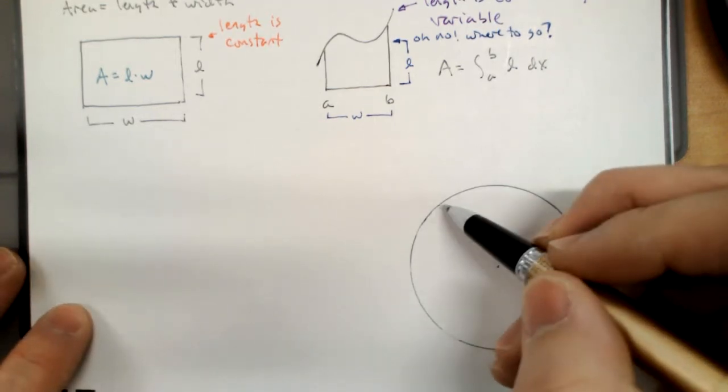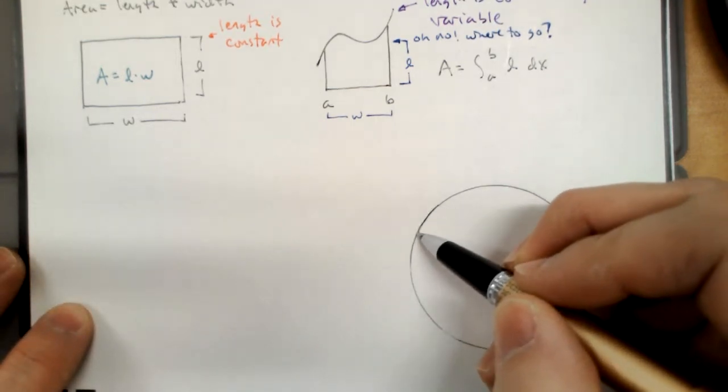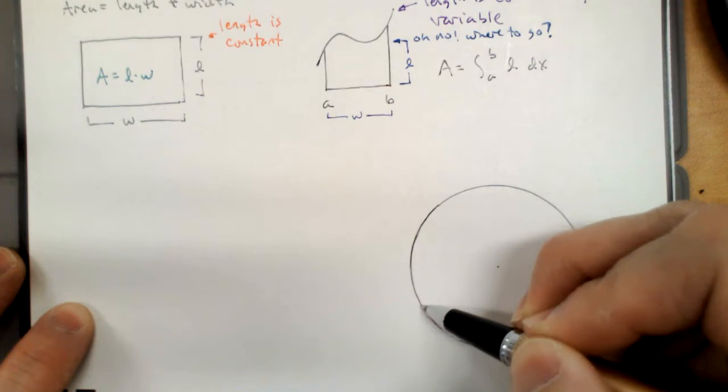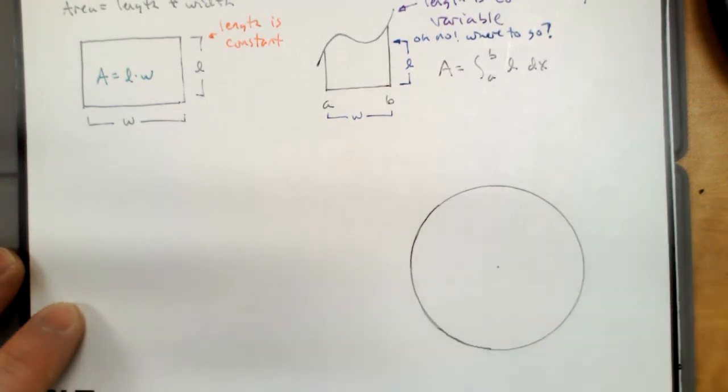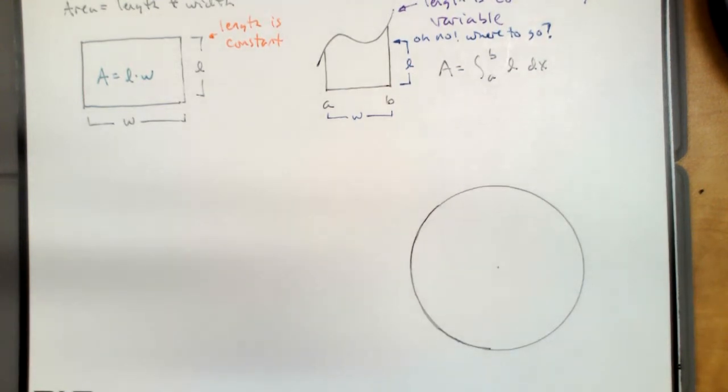So we look at this. One of the areas that we had to calculate was a circle. Now, the point of calculating the area of a circle using calculus techniques is not so that we can find the area of a circle. We already know a formula for the area of a circle. We know the shortcut.